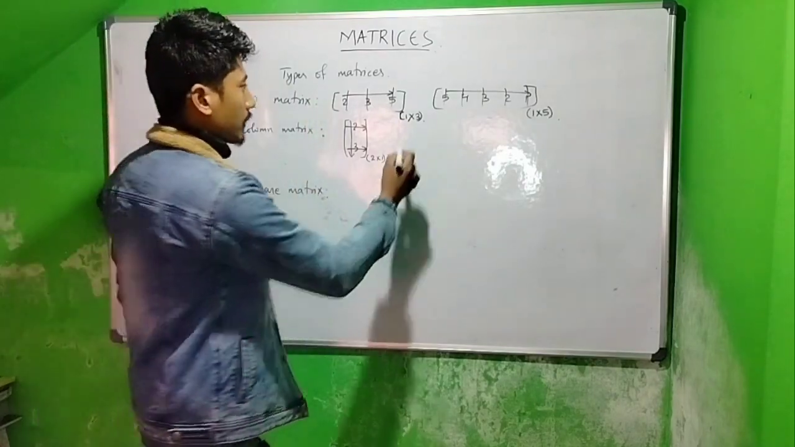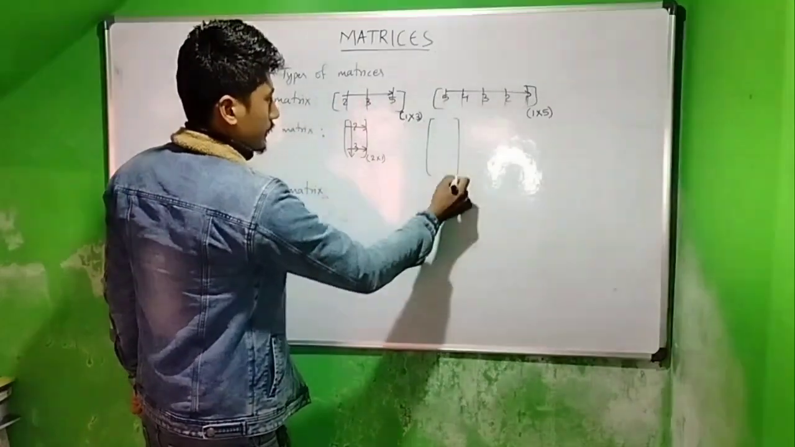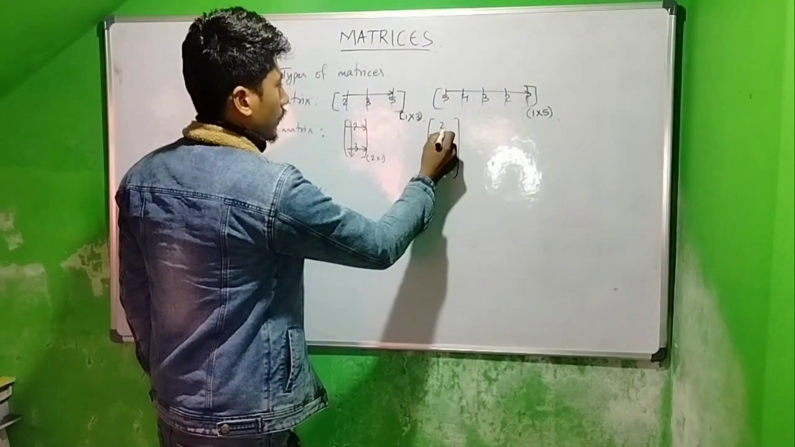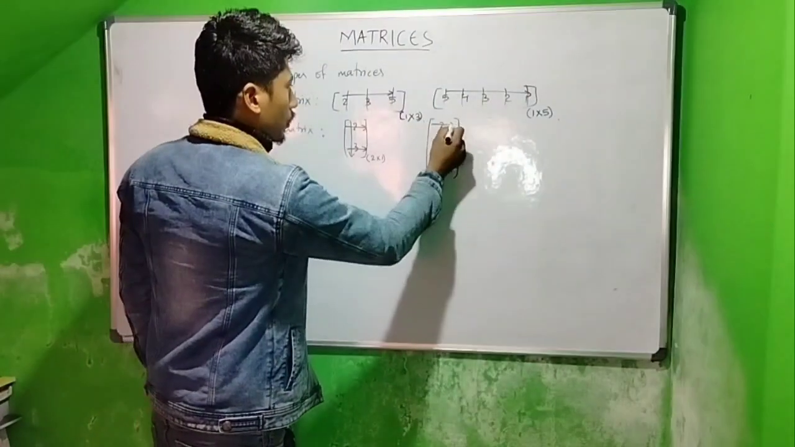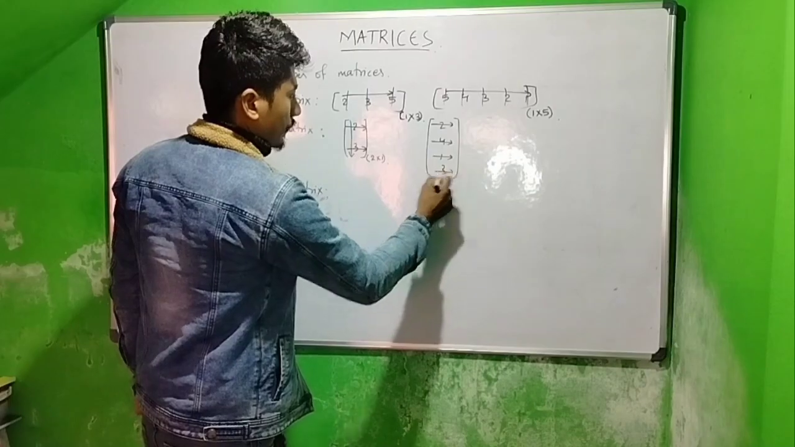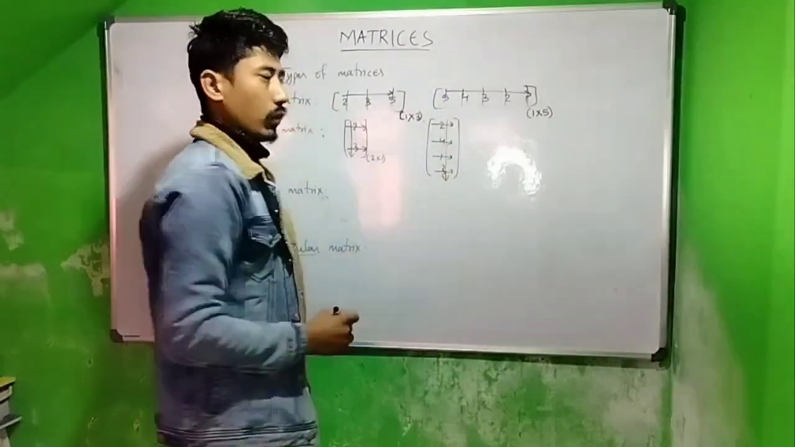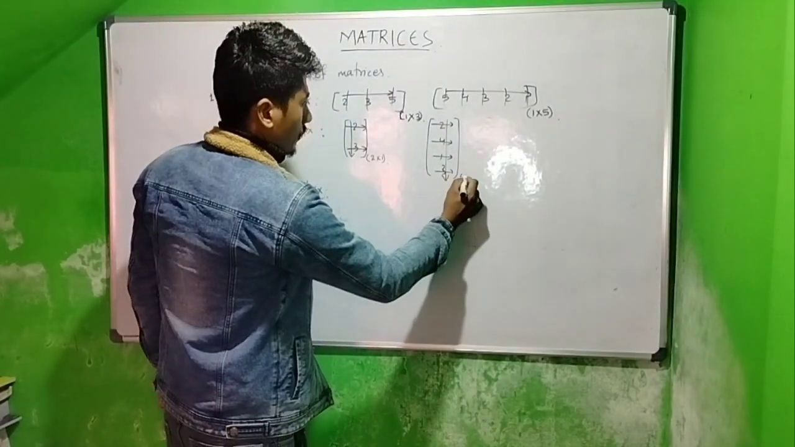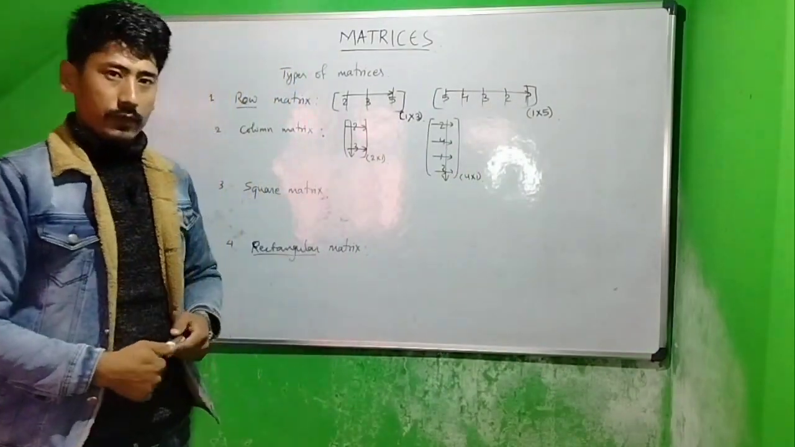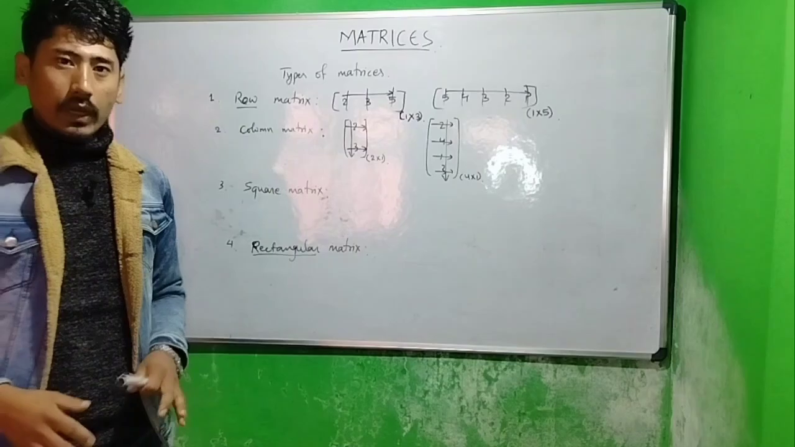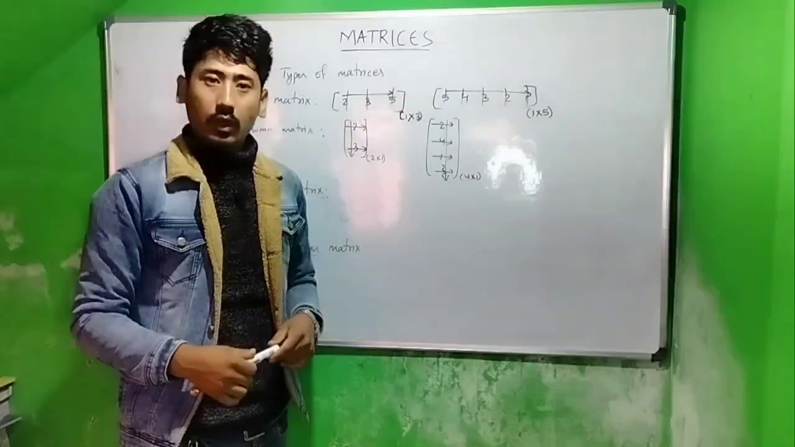You can take some more examples, like if I take 4 elements, 1, 2, 4, 1, 3, like this. How many rows are there? 1, 2, 3 and 4 rows, but only one column. So its order becomes 4 by 1. From these 2 examples, from these 2 types, I came to a conclusion.